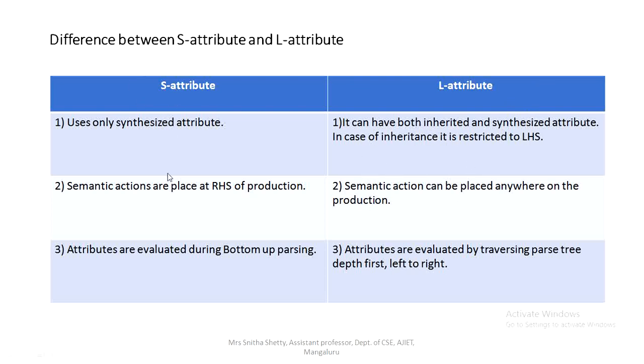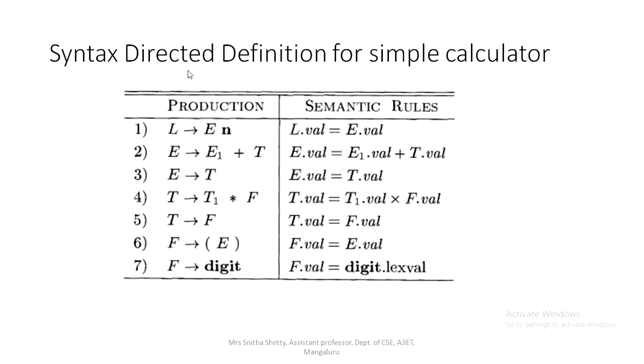In S attribute, attributes are evaluated during bottom up parsing. In L attribute, the attributes are evaluated by traversing the parse tree depth first, left to right. So here, how we can construct the bottom up parsing and how we can evaluate. I said already that it is an SDT.